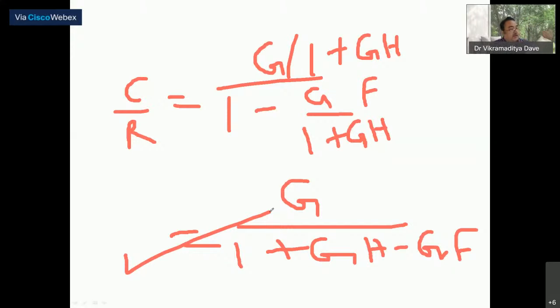Now, a question has been asked regarding the order and type of a system. You have been given the plant transfer function G(s) equal to this. So you have been given G(s), the plant transfer function, mind it.